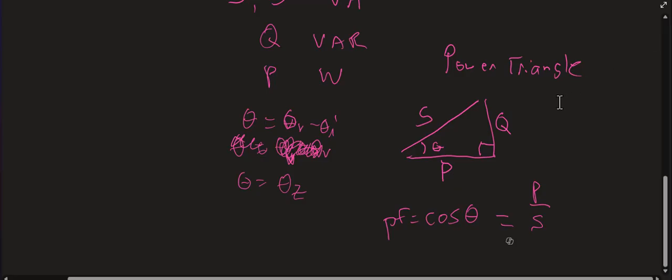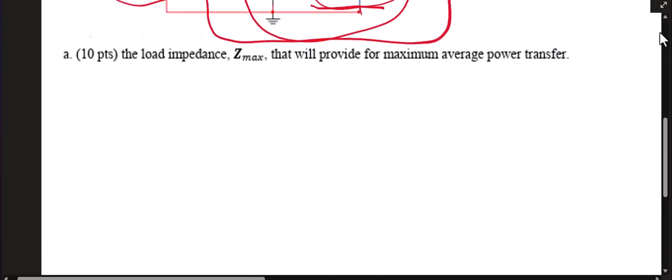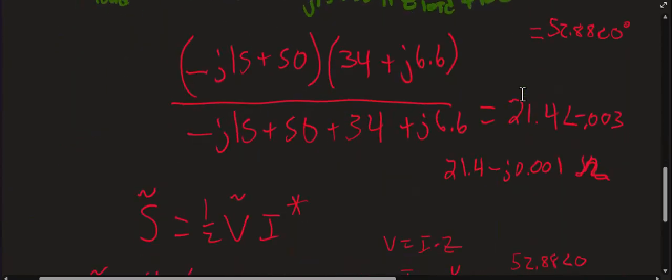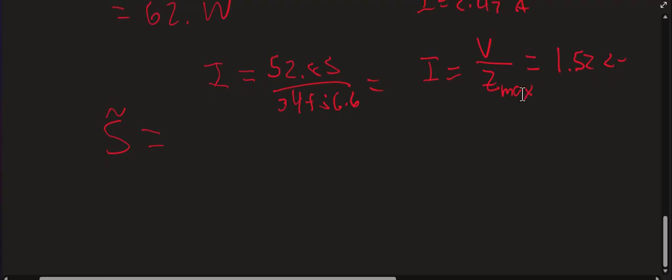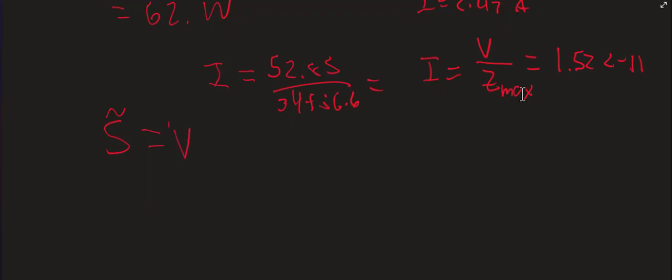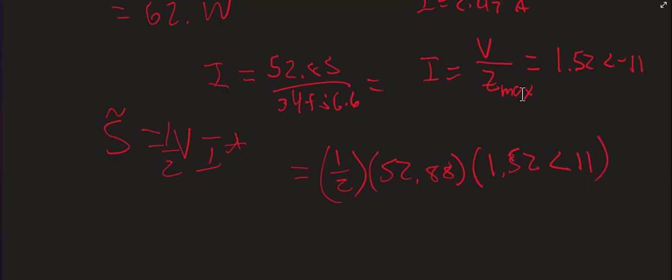Okay, so we were somewhere. Oh, and I didn't write down the angle. It was 1.52 angle negative 11. Okay, so that is the current through Zmax. So the complex power will equal 1/2 the voltage times the conjugate of the current, which will be 1/2 times 52.88 times 1.52 angle positive 11.